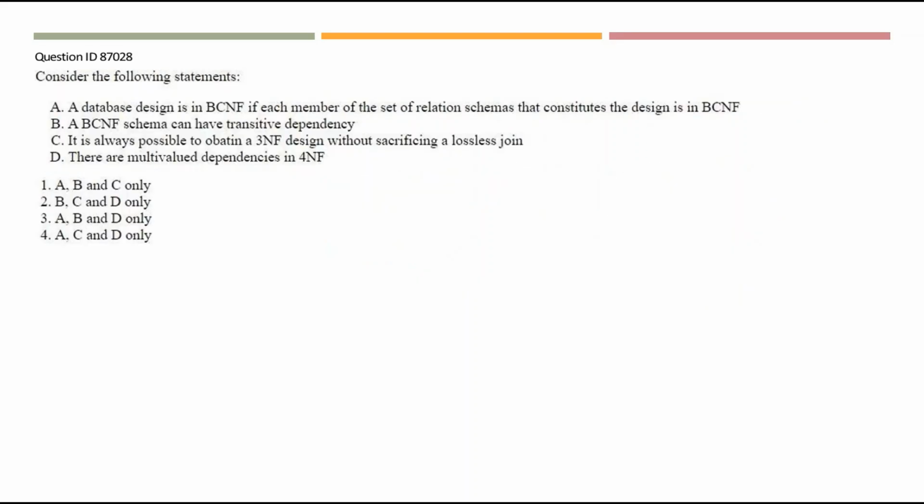Next question, consider the following statements. It is all about 3NF, BCNF and 4NF. When will we say a table is in 3NF?